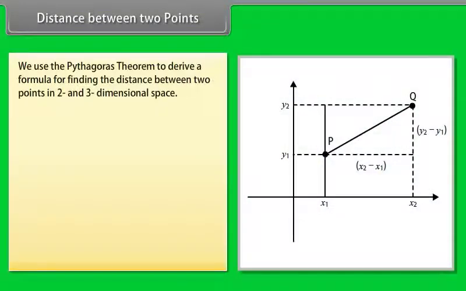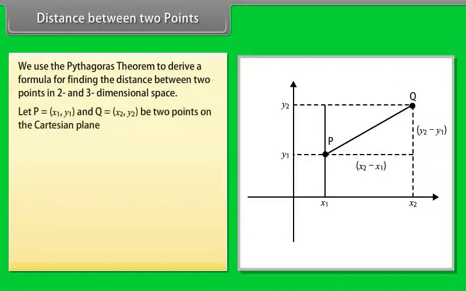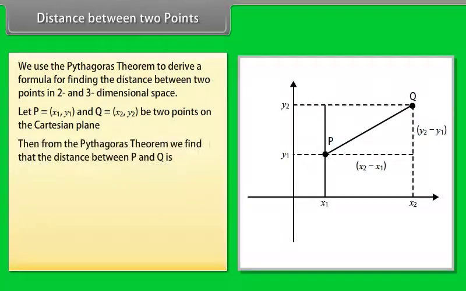Distance between two points. We use the Pythagoras theorem to derive a formula for finding the distance between two points in 2 and 3-dimensional space. Let P equal to x1, y1 and Q equal to x2, y2 be 2 points on the Cartesian plane as shown in the figure. Then from the Pythagoras theorem, we find that the distance between P and Q is PQ is equal to square root of (x2 minus x1) square plus (y2 minus y1) square.